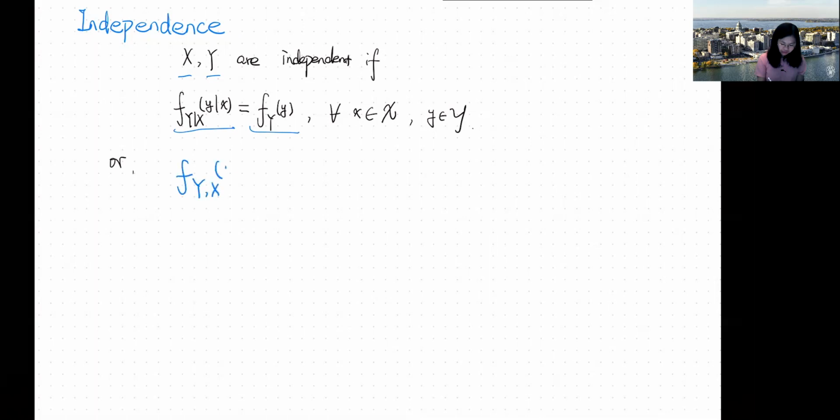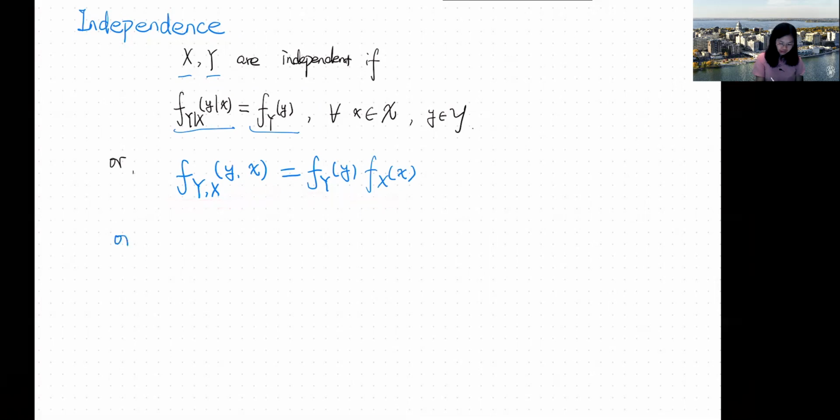the joint distribution, the joint probability density function, equals the product of the marginal probability density functions. So two random variables are independent if the probability density function satisfies the product rule.